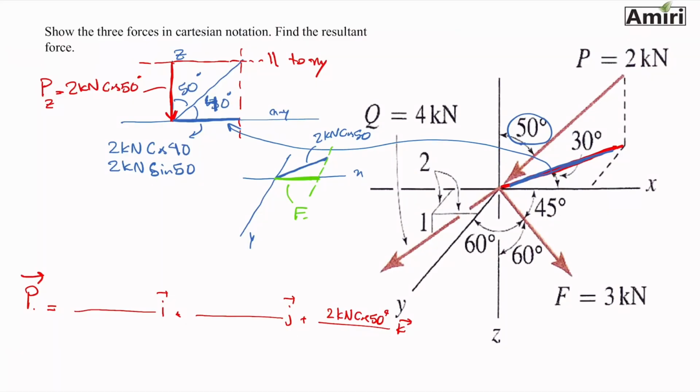This will be Fx, and this will be Fy. If I find these two, I can find my I and J components right here. I'll go with Fx. It's easier. It's adjacent to 30. So whatever is in this oval border, cosine 30 will give me my Fx.